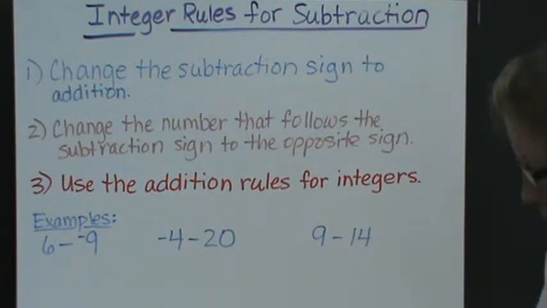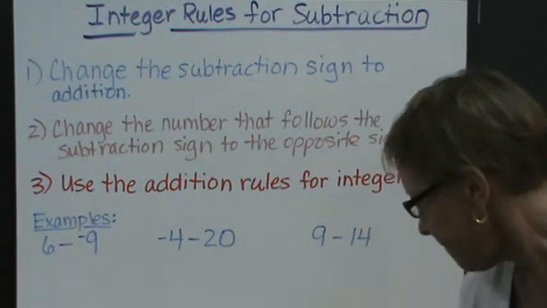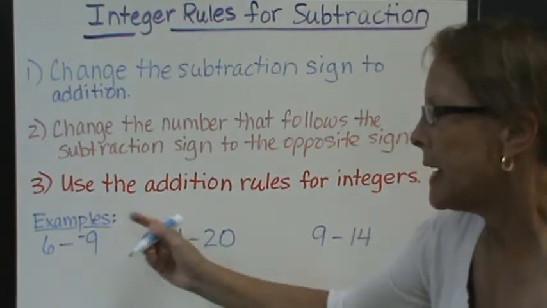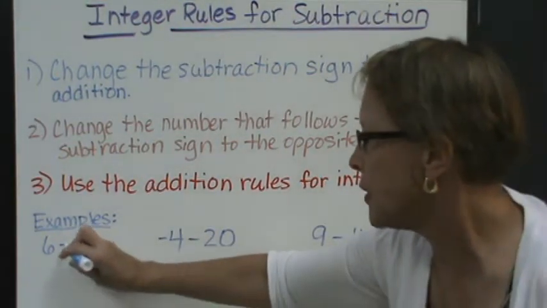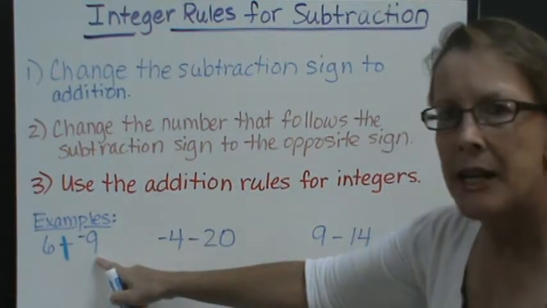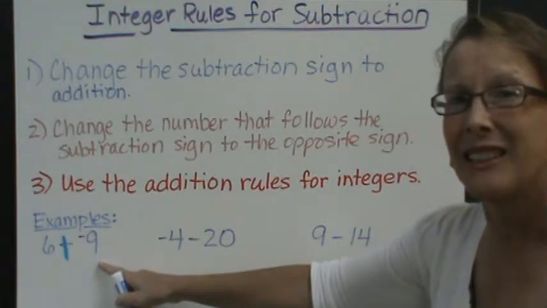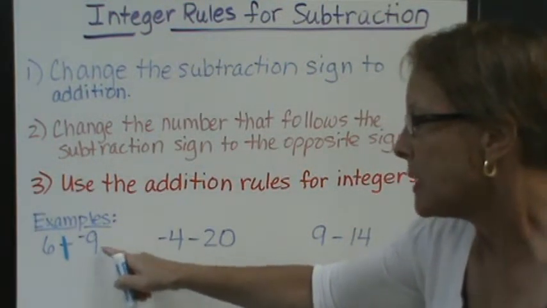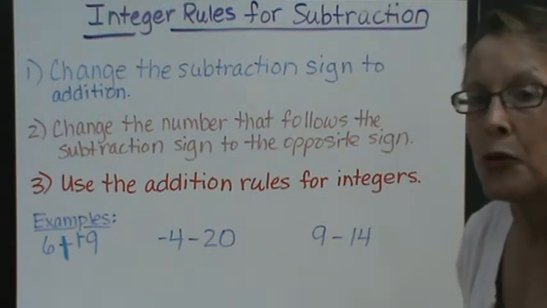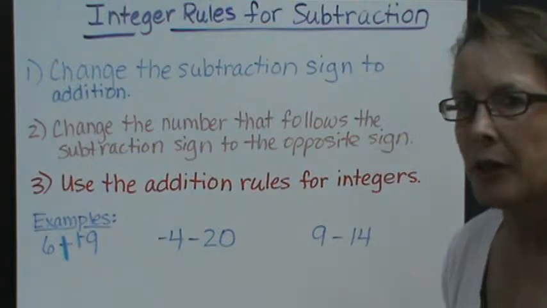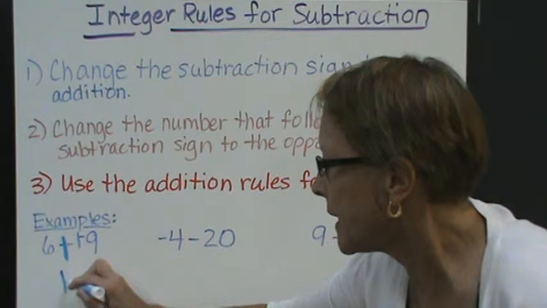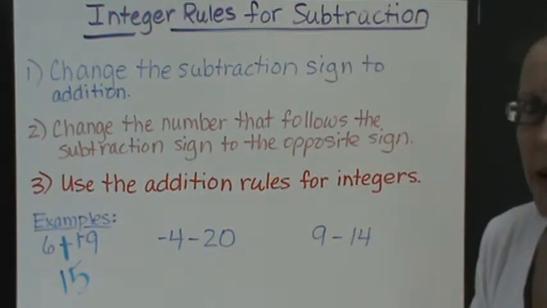Okay, we've got some examples. You ready? Hope you have your spiral. I've got 6 minus a negative 9. First thing, I'm going to change the subtraction sign to addition, and then I'm going to look at the negative 9. I'm going to take the opposite sign of the number that it is right now. It was a negative 9. It's going to become a positive 9. Now I'm going to use my rules for addition. Are the signs the same or are they different? Good. They're the same. So I had 6 plus 9 and I get 15, and it is a positive answer.